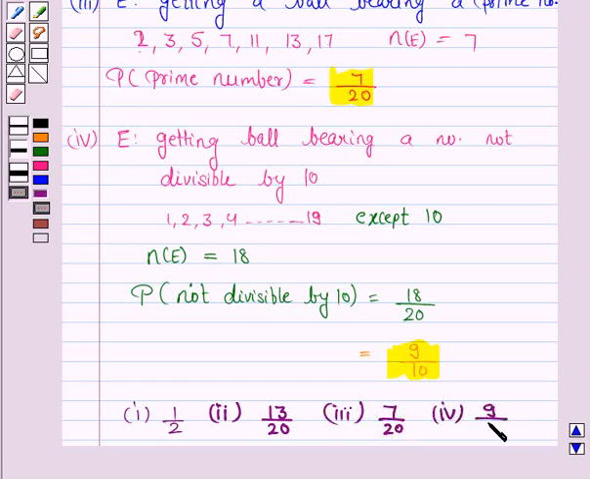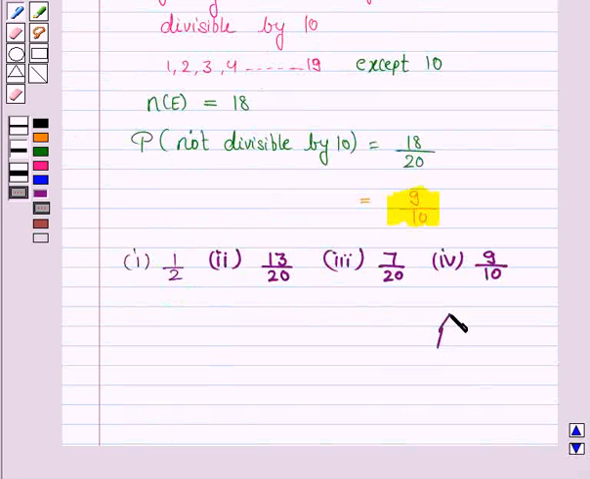And the fourth part answer is 9 by 10. So this completes the question and the session.